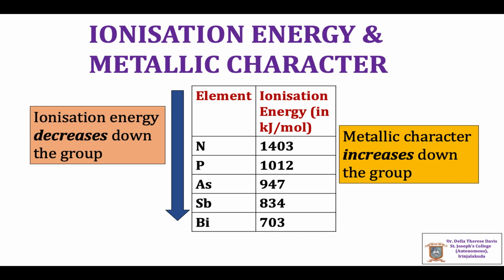As we move down the group, the metallic character increases. Nitrogen and phosphorus are non-metals, arsenic and antimony are metalloids, and bismuth is a metal. As we move down the group, the ionization energy decreases and hence the metallic character increases.